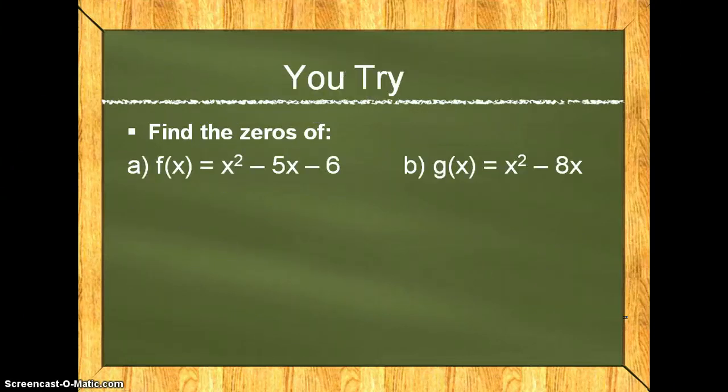You try. Find the zeros of f of x is equal to x squared minus 5x minus 6, and then g of x is equal to x squared minus 8x.